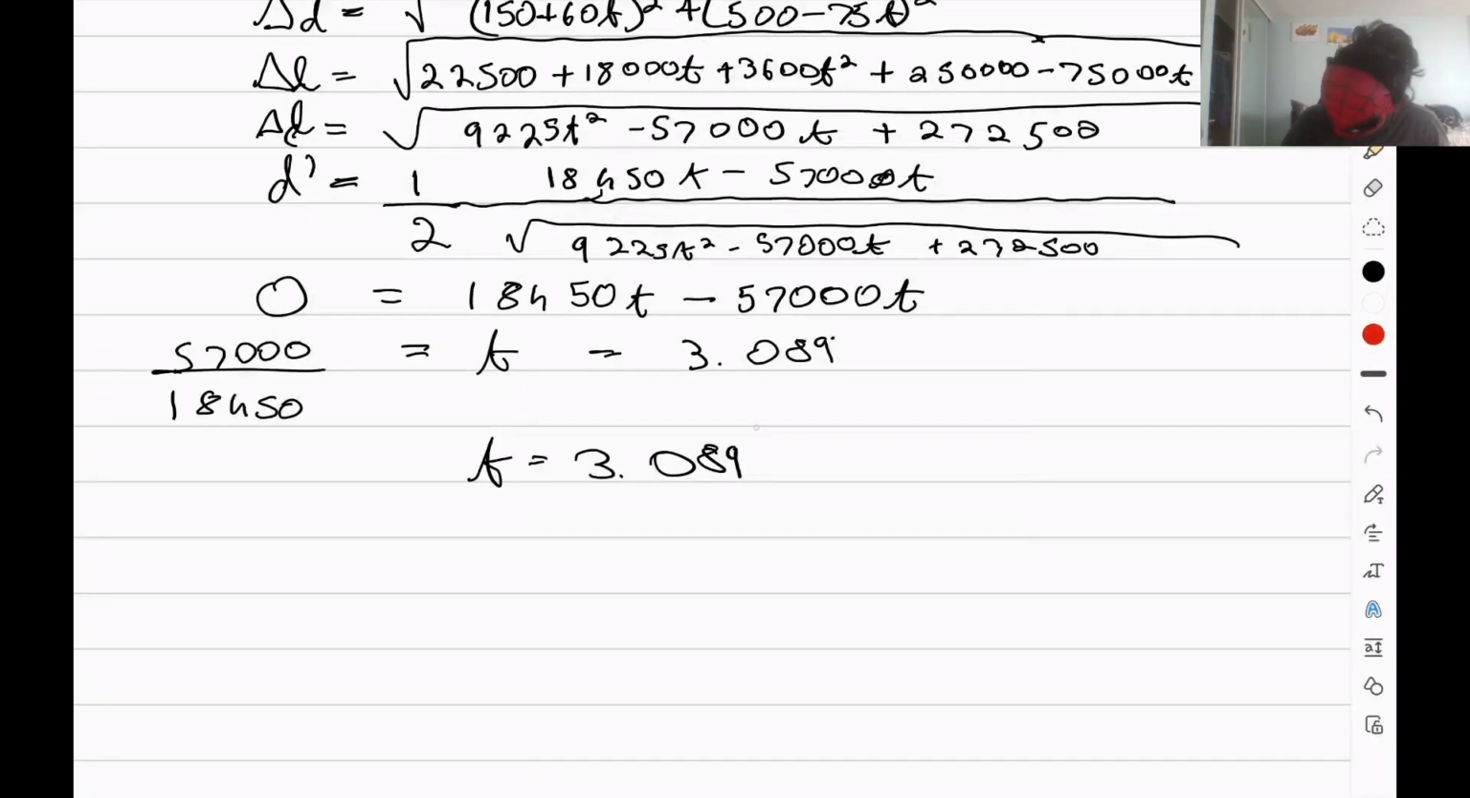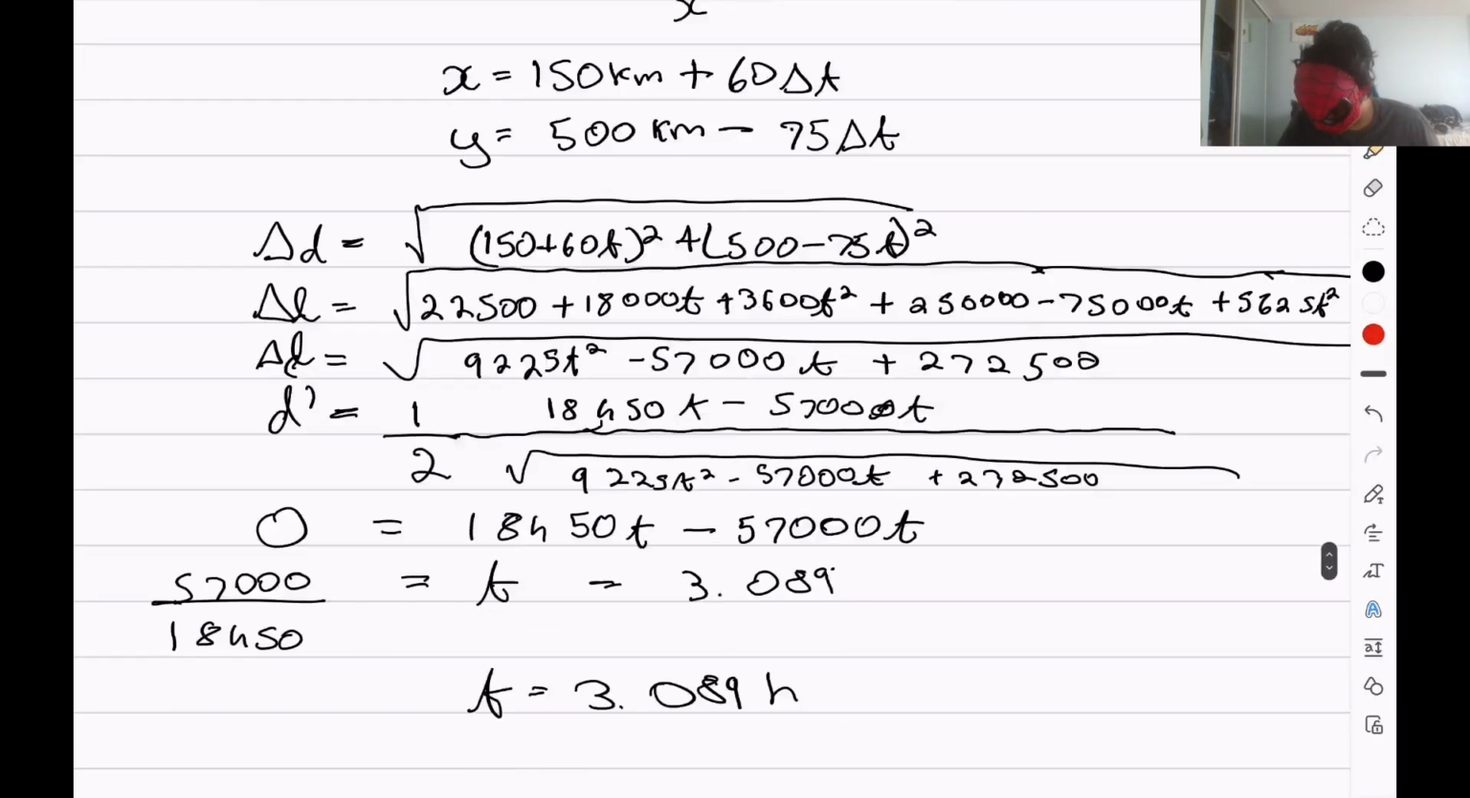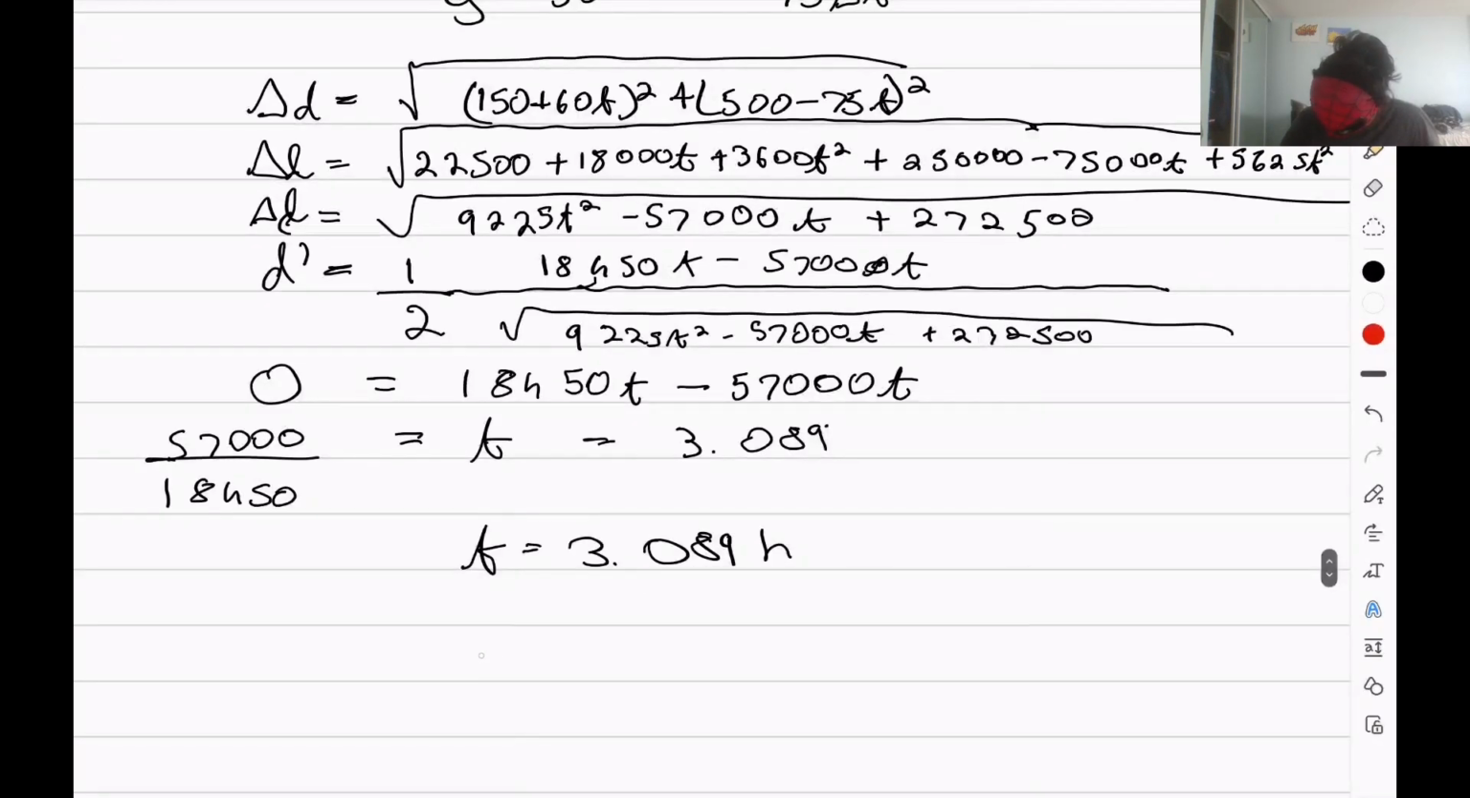That's just the time in hours. So the time is 3.09 hours from the reference point. The reference point is 2:30 p.m., so we know this is 3 hours, so at least about 5:30 p.m. To calculate the time in minutes, we multiply the last digits by 60. 0.09 times 60 equals 5.4, so it's 5:35.4. So at 5:35 p.m. is when the distance is the shortest between Ms. Chow and Ms. Holtum.